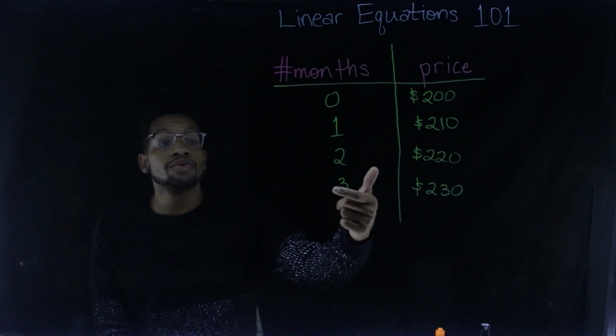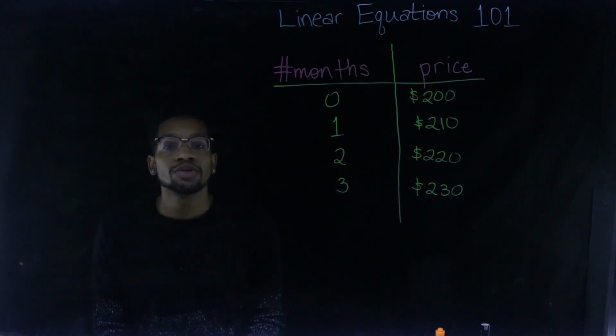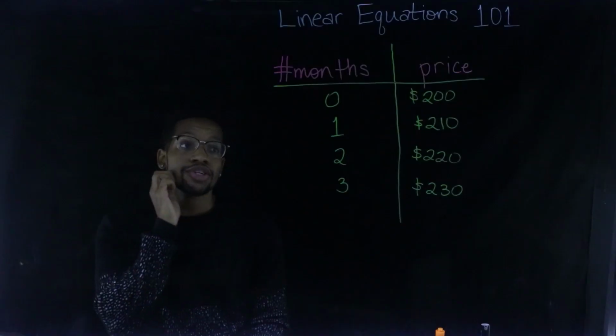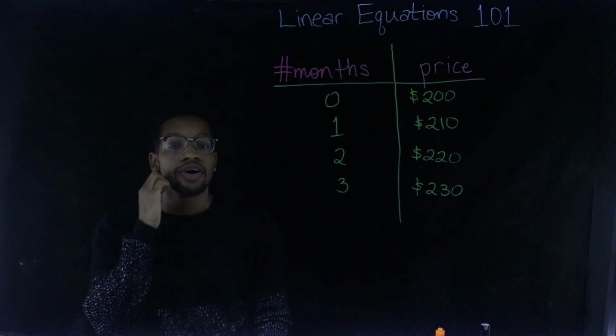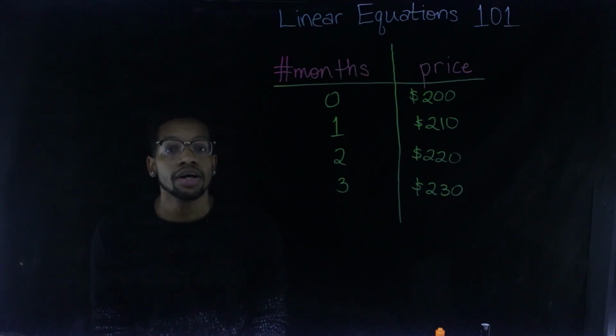Now you could do 4, 5, 6, all the way to 24 months, but who has time for that? You know what I'm saying? Ain't nobody got time for that. What I think we should do is let's try to come up with an equation that's going to help us figure out how much money we've spent depending on how long it's been.